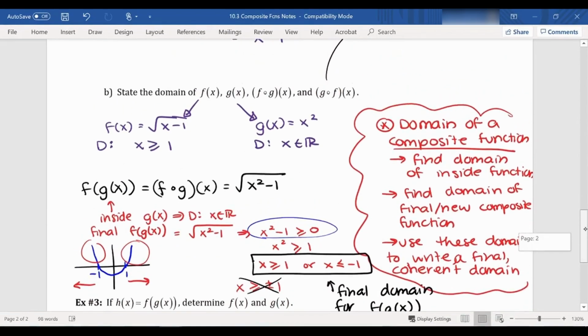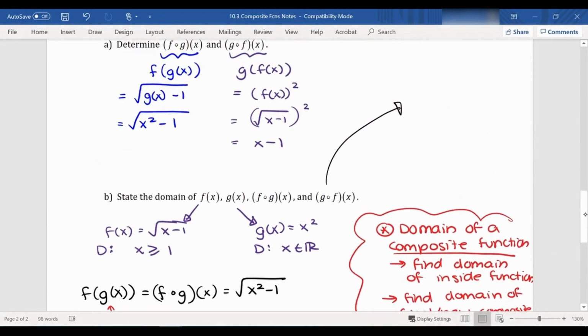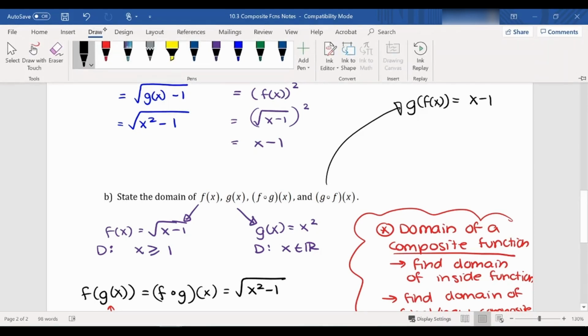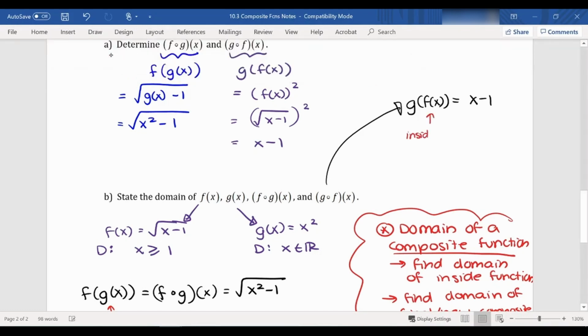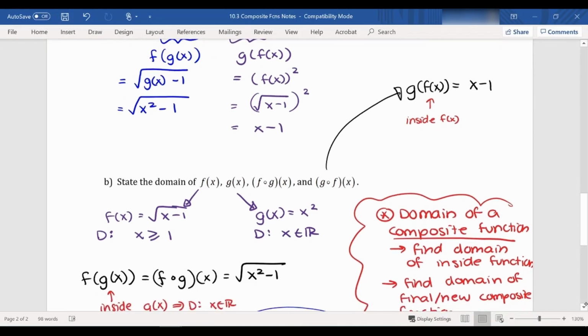Okay, so consider the domain of the inside and the domain of the final function. So I have g of f of x, and this is equal to x minus 1. Now, if I look at just this final function, x minus 1, I would think my domain is all real numbers, but my inside function is f of x. Okay? So for my inside function, f of x, my domain is that x had to be bigger than or equal to 1. My final function, g of f of x, is equal to x minus 1. And the domain of something like x minus 1, that's a linear equation. It's a straight line. I can subtract 1 from any number I want.